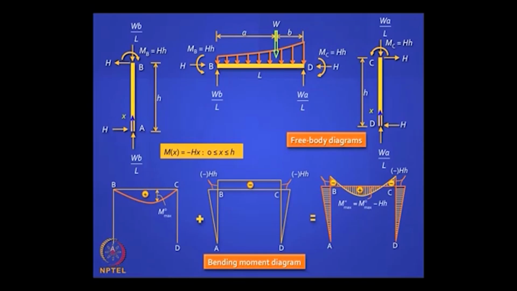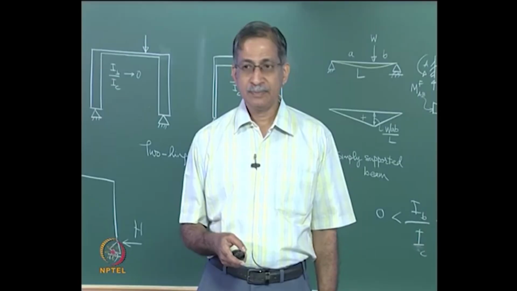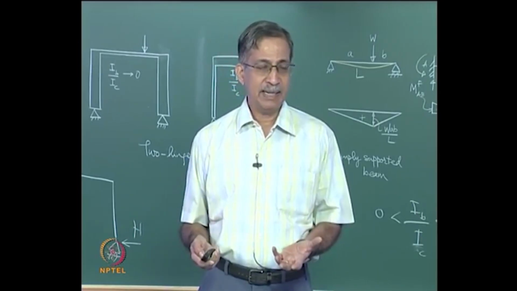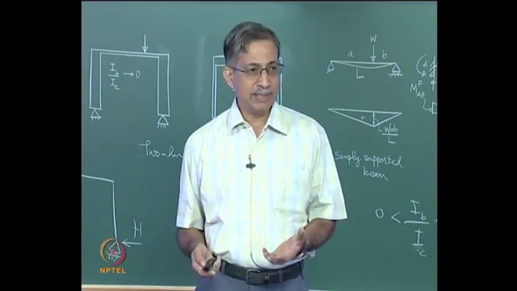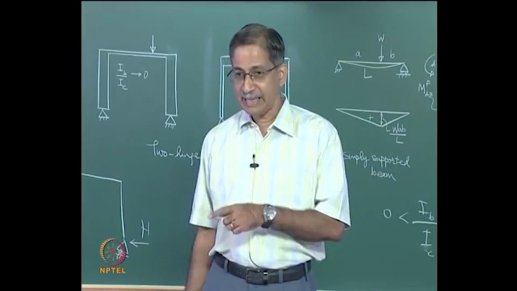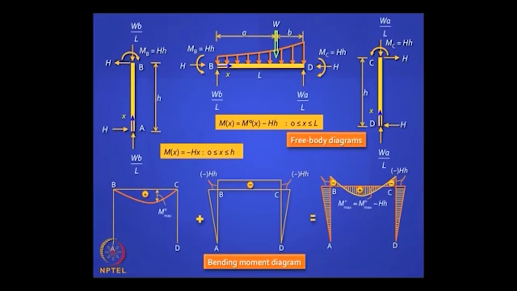Now can you write an expression for the beam? Can you write it in terms of M naught? M naught is the free bending moment at any location x in a simply supported beam. What will it be? Yeah, it is a sagging moment, M naught of x minus capital H into h, because that is a constant moment throughout the length of the beam. Can we write that? Got it? So here the limits are from 0 to L.